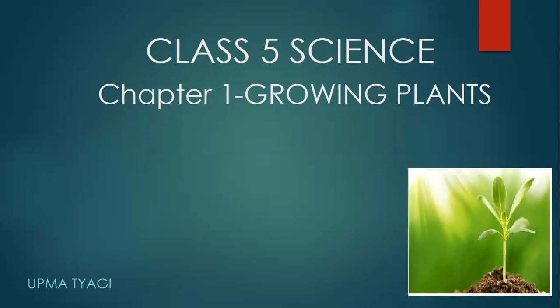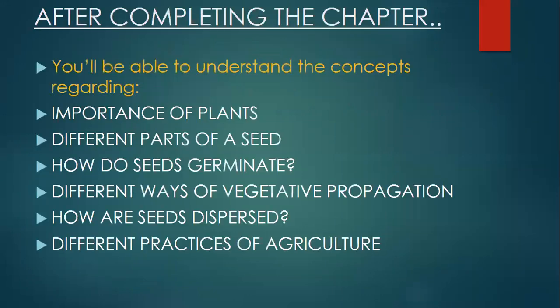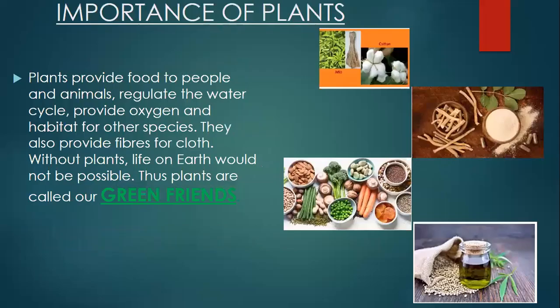Today I am going to start with your science chapter 1, growing plants. In this chapter we will study about importance of plants, different parts of a seed, how do seeds germinate, different ways of vegetative propagation, how are seeds dispersed, and different practices of agriculture. Now first we will start with the importance of plants.